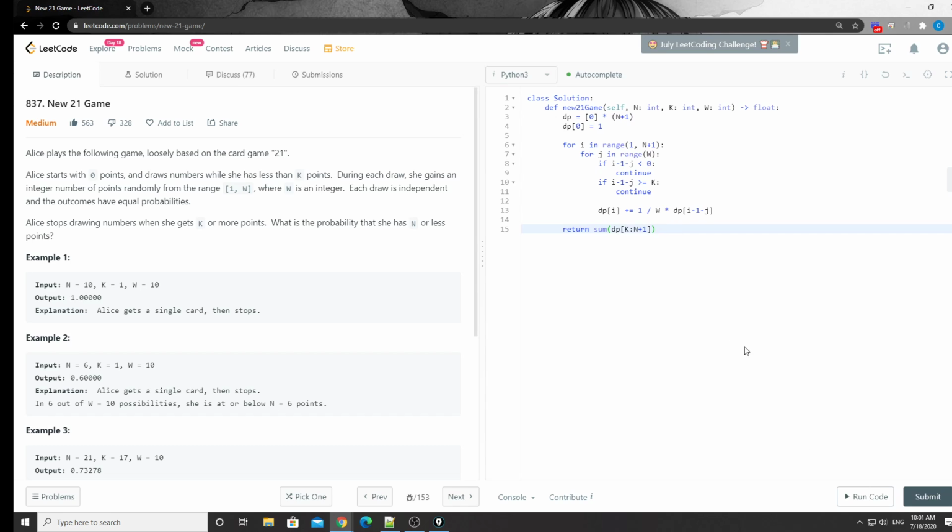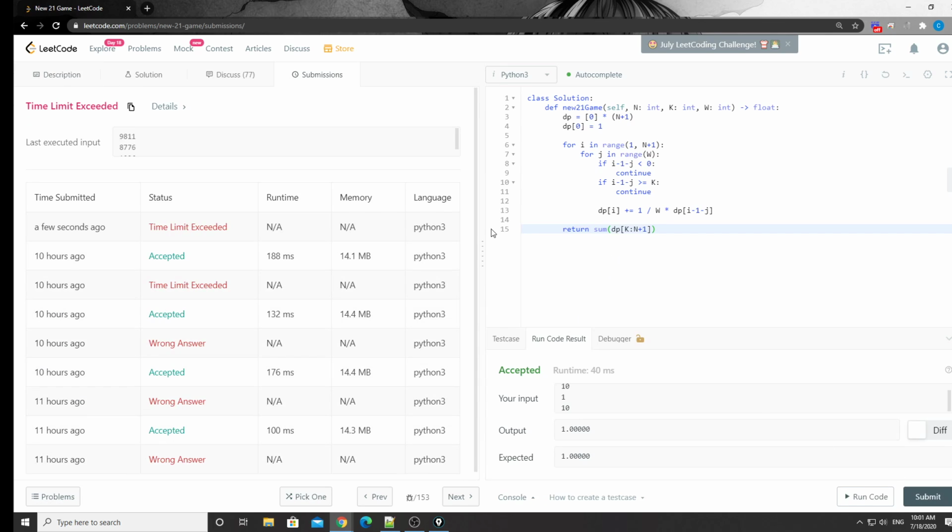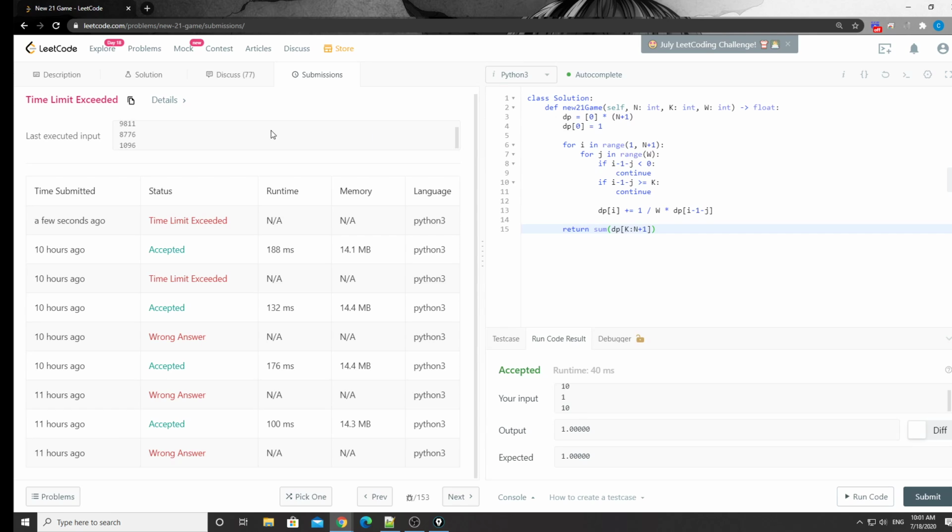I think that's pretty much it. Let's try to run it. Yeah. Okay, this one passed. Great. Let's try to run it again. Okay, so it seems like time limit exceeded. But at least it tells us this logic somehow works, right?